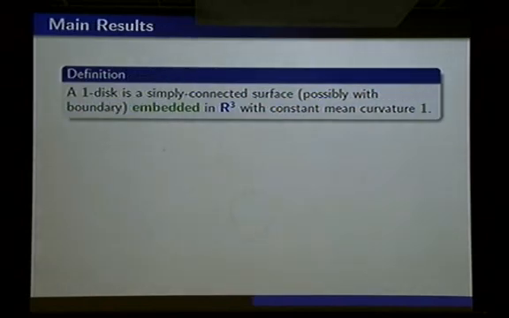Okay, so I'm going to introduce a definition, and this is just to make the statement of the theorem a little shorter. So I'm going to call a one disk a simply connected surface embedded in R3 with constant mean curvature 1. Okay, so possibly with boundary. Actually, more often than not, it will have boundary.